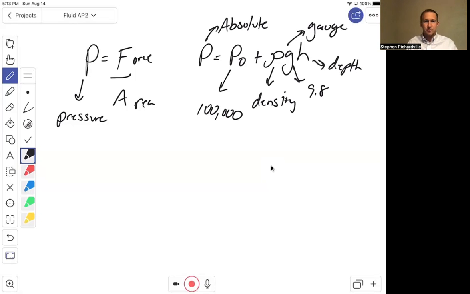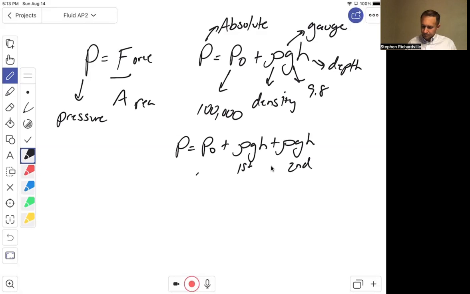Gauge pressure is the rho g h, assuming there's already 100,000 pascals in my gauge or whatever device I'm using to measure the pressure at that depth. But what if I had multiple fluids? For absolute pressure, I could just add in some more rho g h terms, and go on and on for the first fluid, second fluid, and so on. Some keys to help you here.